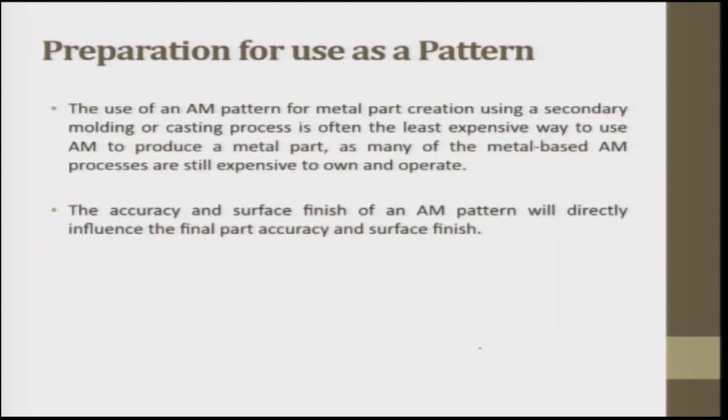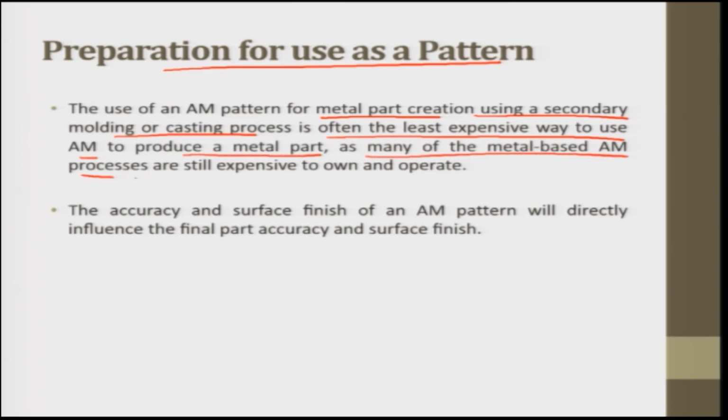Next is preparation for use as a pattern. This is also a post processing concern. Sometimes the parts made using rapid manufacturing are intended to be used as patterns for investment casting, sand casting and other casting processes, and other replication processes. The use of an additive manufacturing pattern for metal parts creation using a secondary molding or casting process is often the least expensive way to use additive manufacturing to produce a metal part, as many of the metal based additive manufacturing processes are still expensive to own and to operate.